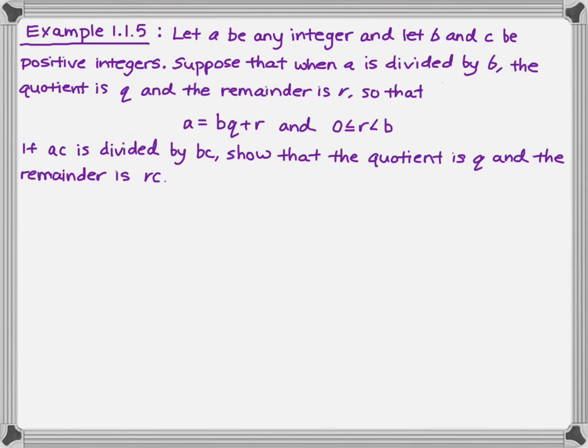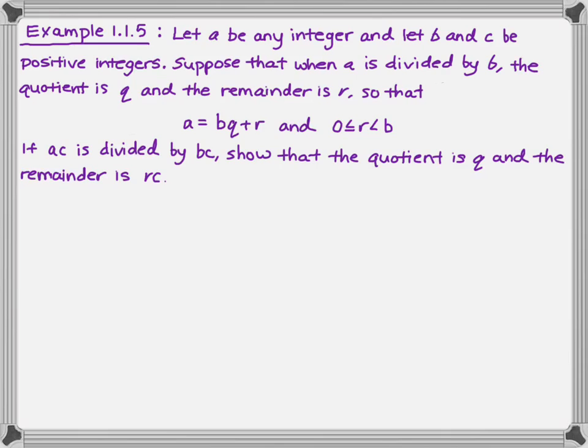This is exercise 5 from section 1.1 of the text. So we're given A to be any integer, and B and C are also integers that are required to be positive. Suppose that when A is divided by B, we get the following quotient and remainder such that A is equal to BQ plus R, and the extra condition that R is greater than or equal to 0 and strictly less than B.